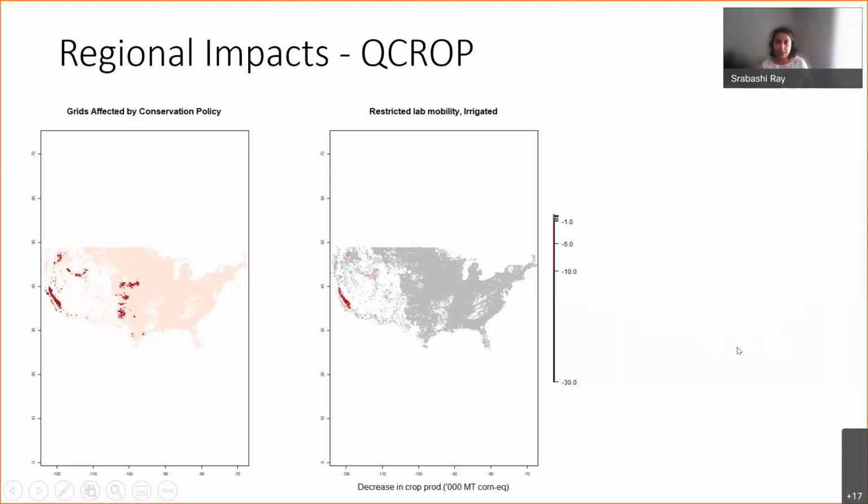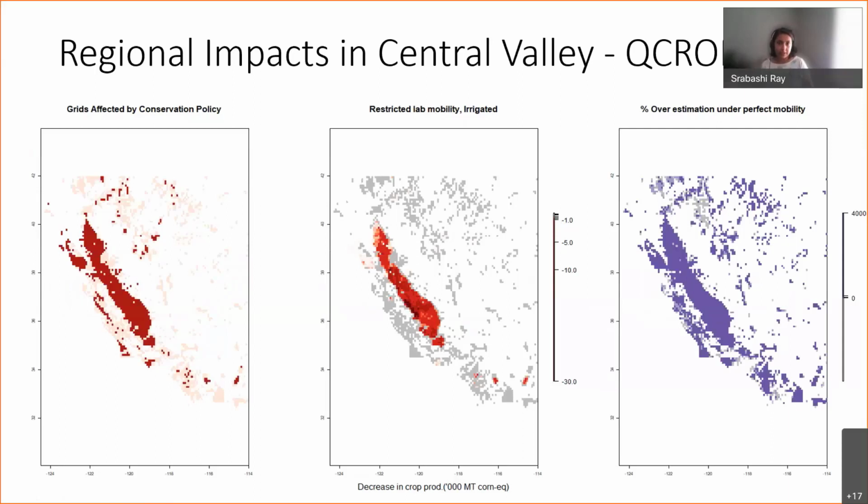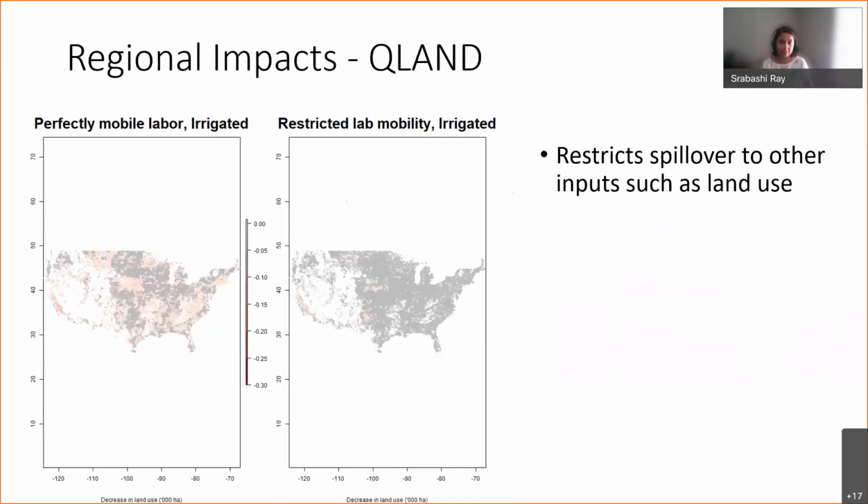However, on the right-hand side, you see that if we model this with perfect labor mobility, we would be really overestimating the impact, and we would be seeing this impact across the country. Here is just a close-up for the Central Valley area. I'll skip this in the interest of time.